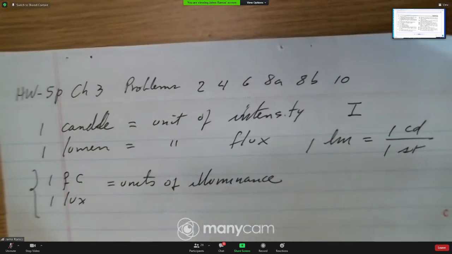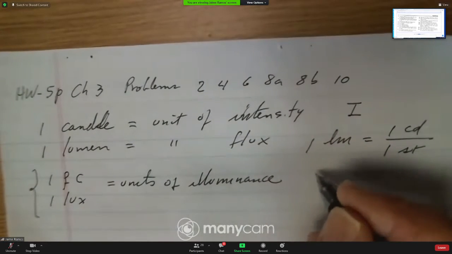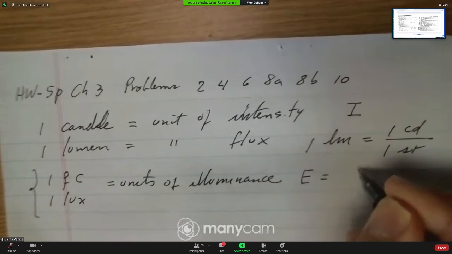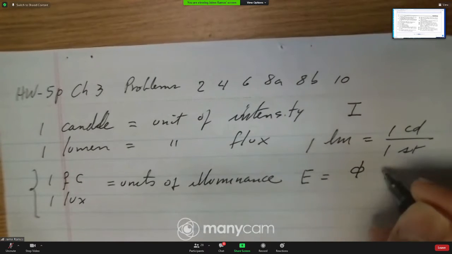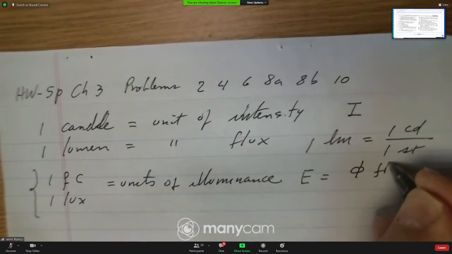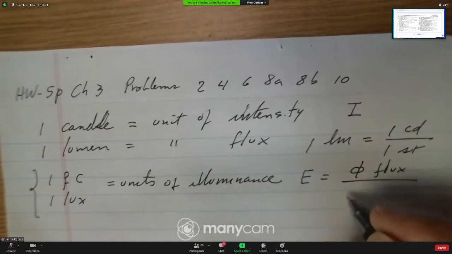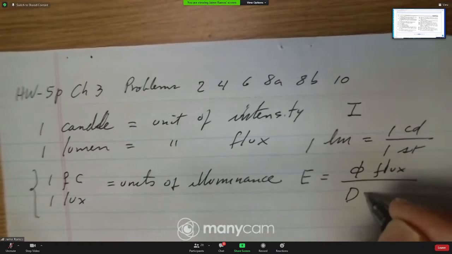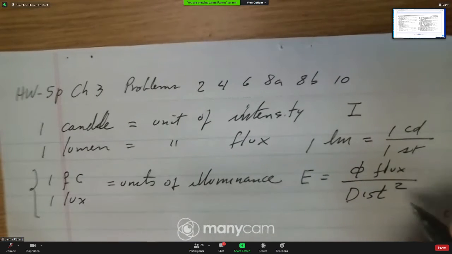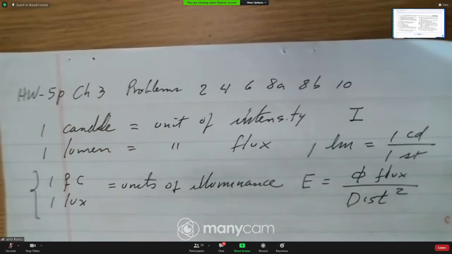Okay, so one of them is E, the illuminance. So phi is the flux divided over the distance squared. Okay.